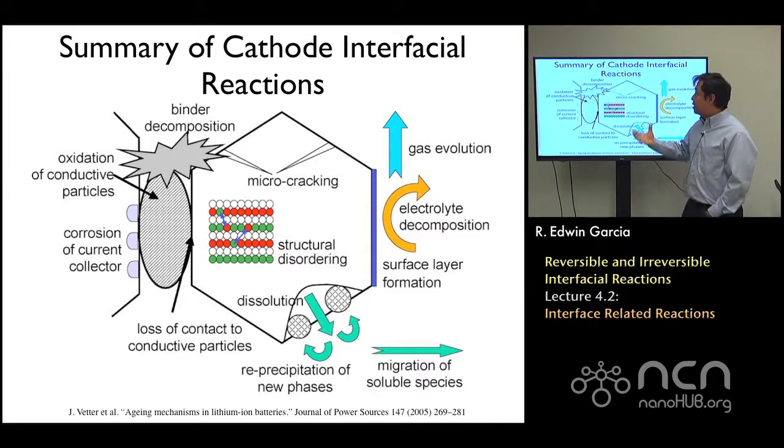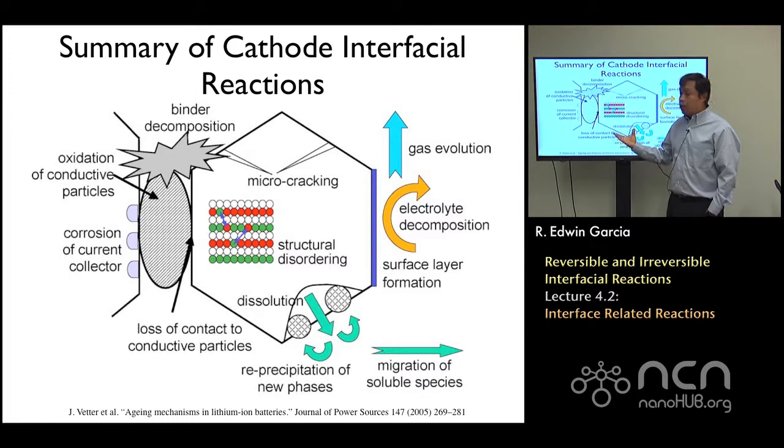Okay, now these are all interfacial reactions, and they occur. One of the most important problems that happens in a rechargeable battery is the formation of dendrites. So in the next lecture, I will be talking about dendrite formation alone.